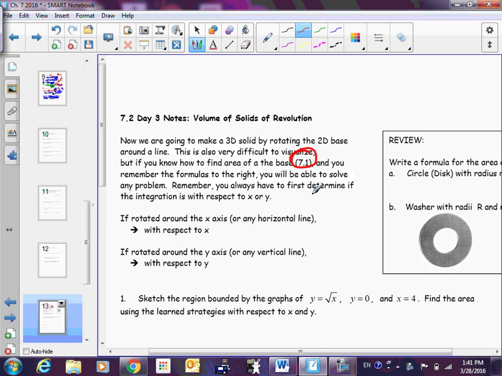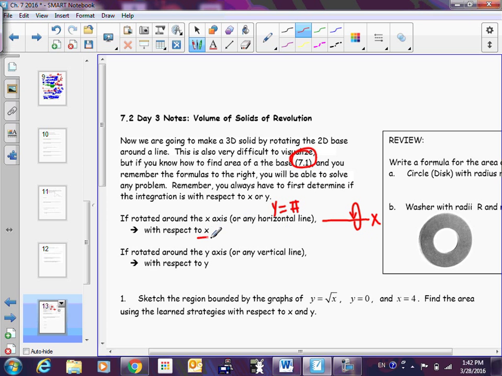All right, it all starts with how you make that base, the 7.1. If you rotate around the x-axis or any horizontal line, which would be y equals any number, this is kind of confusing because you see the y equals, you might think you're doing it with respect to y, but you're doing it with respect to x. So imagine an x-axis or any other horizontal line. If you rotated this way, that would be like a vertical rotation. That's why we're doing it with respect to x for those problems.